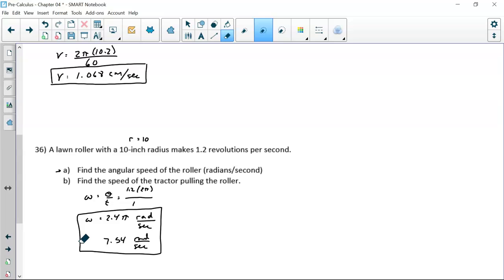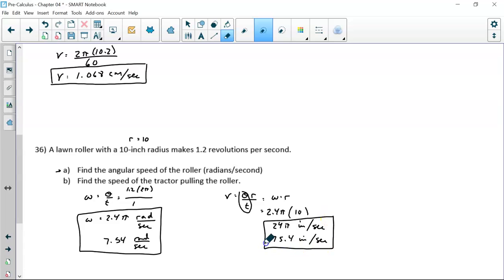There's our angular speed. Now we want to find the linear speed. Well, theta over t, that's just omega times r. So our angular speed times the radius, that's going to be 2.4 pi times our radius, which is 10 inches. So that's going to be 24 pi inches per second, or about 75.4 inches per second. There's our linear speed.